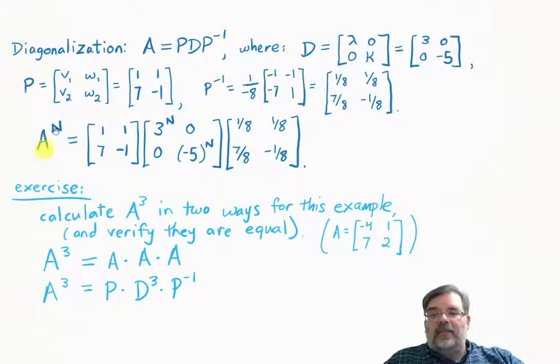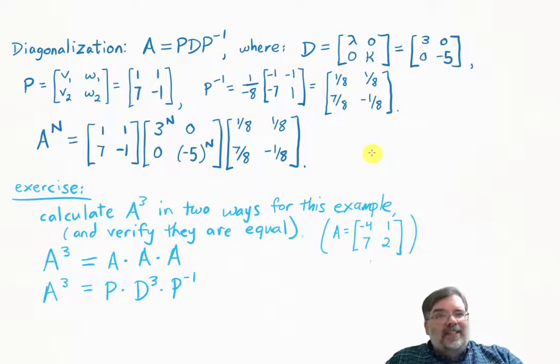To calculate a formula for A to the n, same process that we used before. P times D to the n. Be very careful about your parentheses when you have a negative value. It's the negative value which is getting raised to the nth power. And you can go ahead and multiply that through to get the final form for the power A to the n. So that's how diagonalization works.